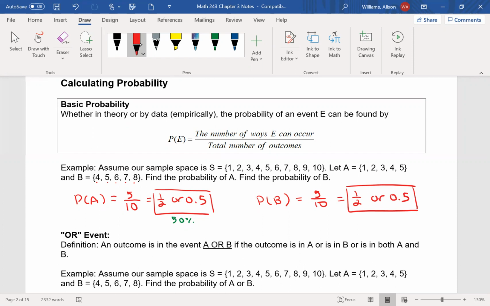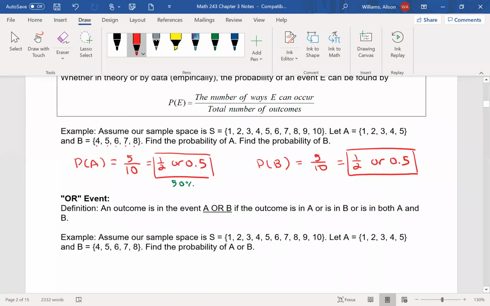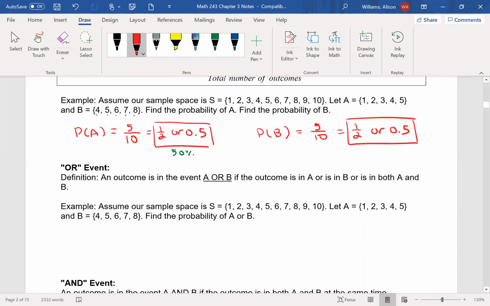Now, "or" means that we're looking at two events and we're saying it could be in one or the other or both. That's an or. So for example, let's say we're looking at our same sample space, 1 through 10, and maybe these are representing 10 papers in a hat that are numbered 1 through 10. The event A is that we pull a number 1 through 5, and B would be numbers 4 through 8. So probability of A or B: we're looking at outcomes that occur in A or B or both.